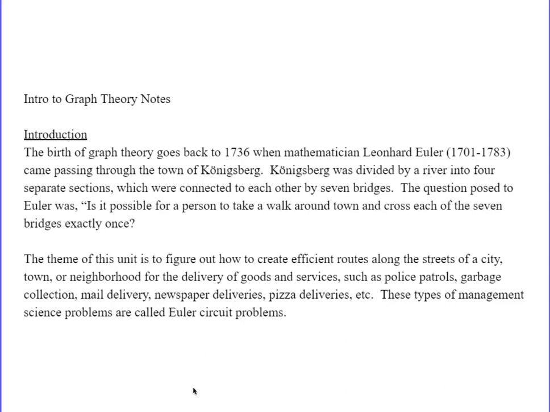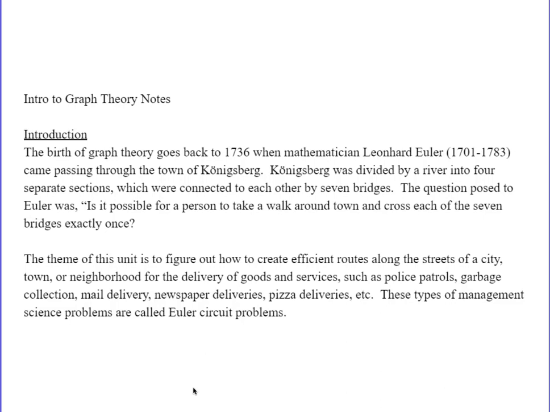Königsberg was divided by a river into 4 separate sections, which were connected to each other by 7 bridges. The question posed to Euler was, is it possible for a person to take a walk around town and cross each of the 7 bridges exactly once? This was a thought that people in the town had had, and they honestly wondered if it was possible.